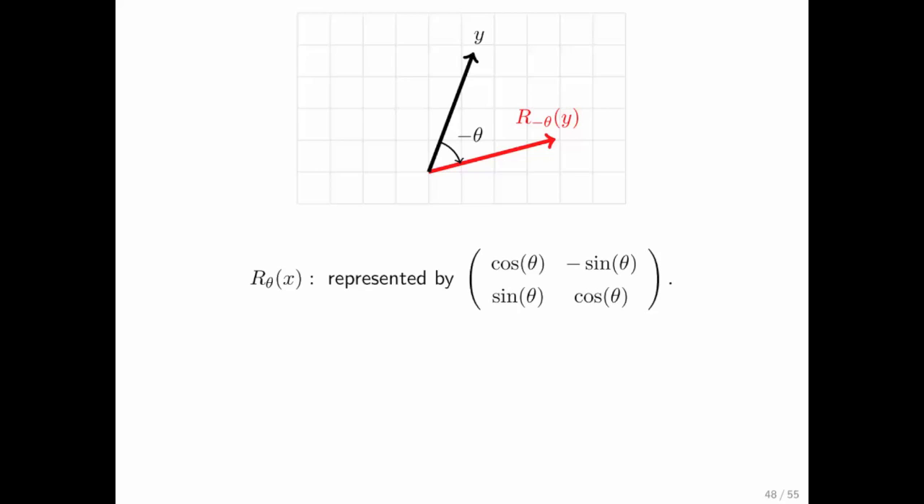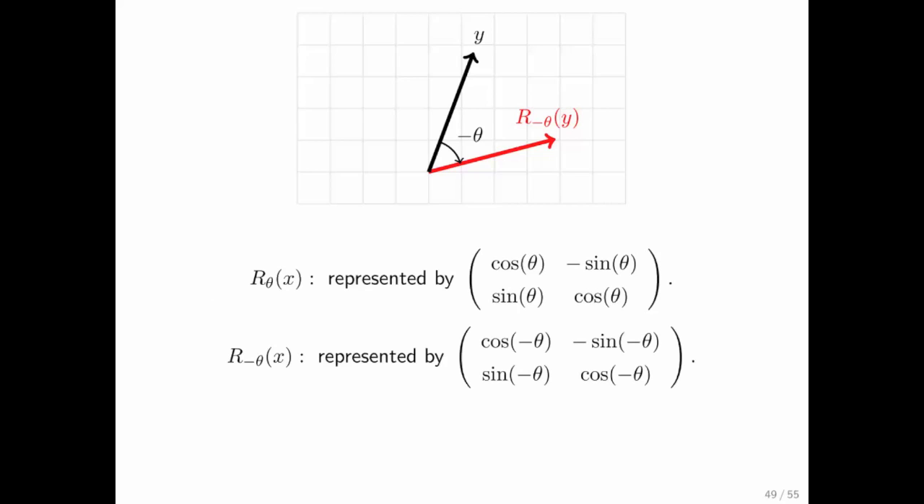We also know that r sub theta of x for any angle theta is represented by this matrix right here, which involves cosines of theta and sines of theta. We therefore know that all we have to do is plug in minus theta to come up with the matrix that represents the inverse transformation.